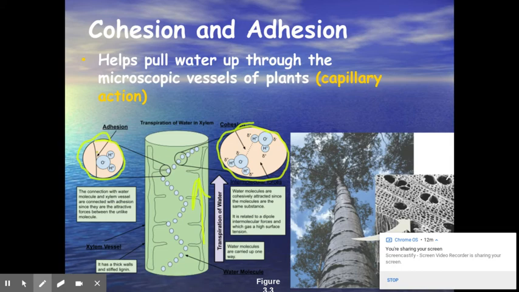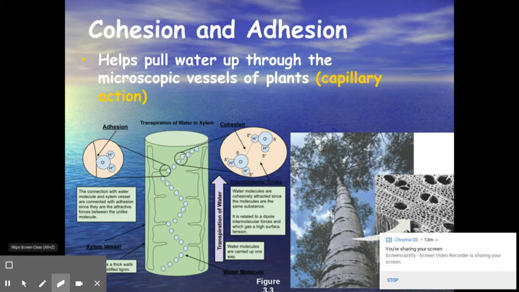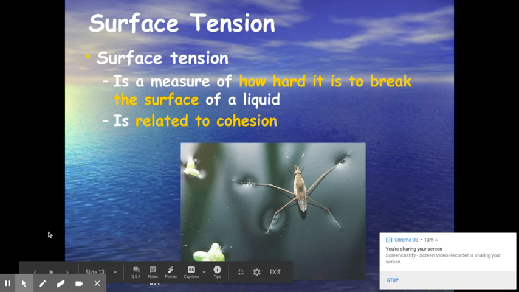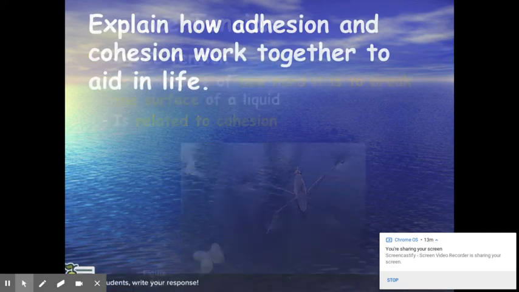So that capillary action in plants allows them to be really tall. Look at this tree, so tall! That's allowed for by cohesion and adhesion. So again, the importance to life of adhesion is that it allows water to have capillary action. All right, then that just touches on surface tension again, showing that insect on the surface of water here. So explain how adhesion and cohesion work together to aid life.